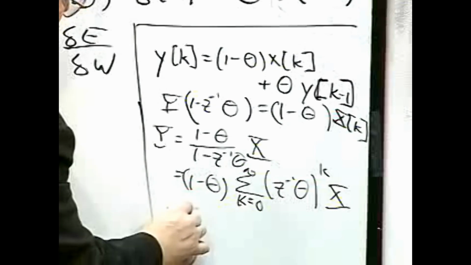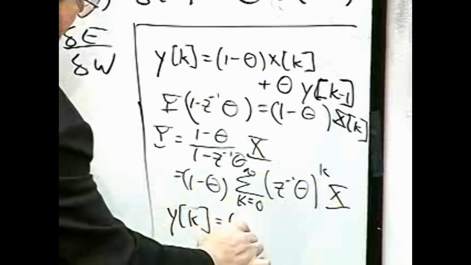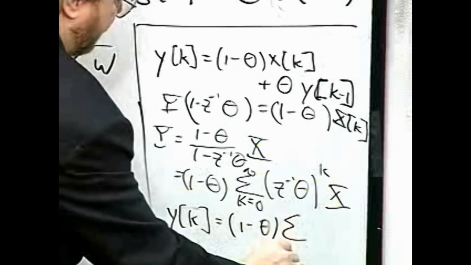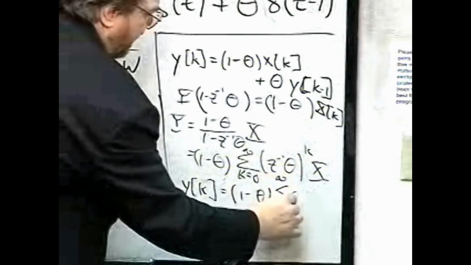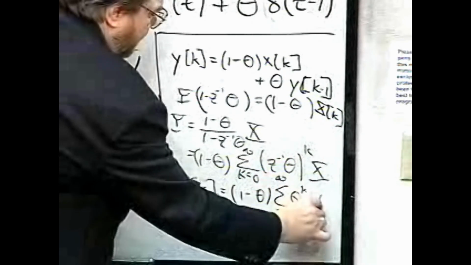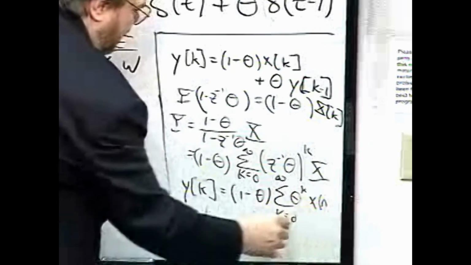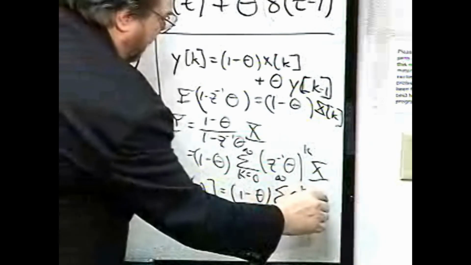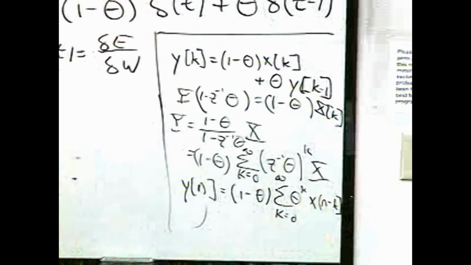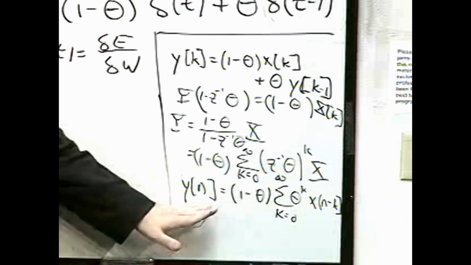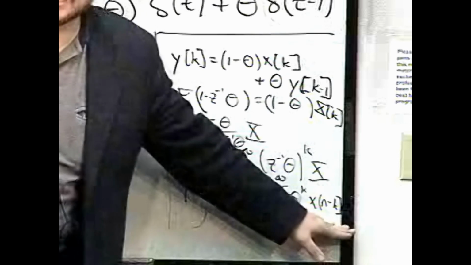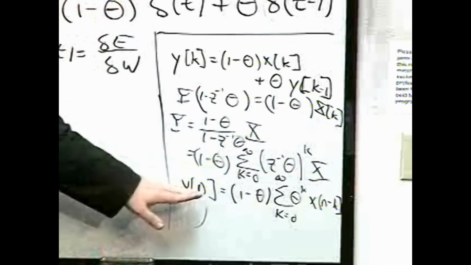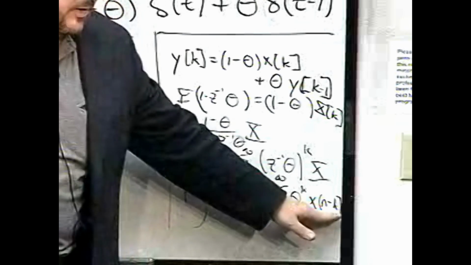So if I inverse Z transform, I think I get y of n is equal to (1 minus theta) times the summation over k equal to 0 to infinity of theta to the k, x of n minus k. So there I think we have our result. The point is that y sub n is a weighted average of past values of x. That's what y is equal to.